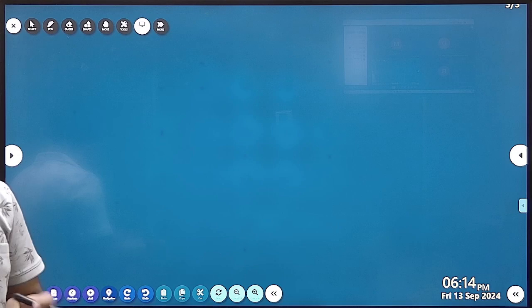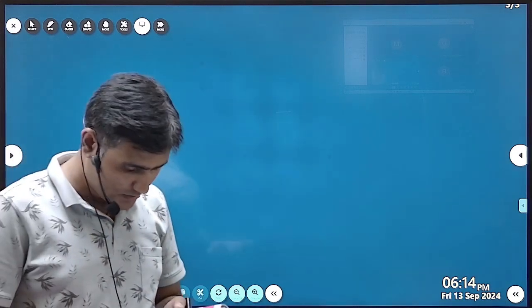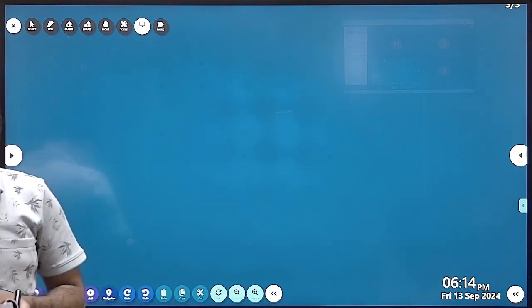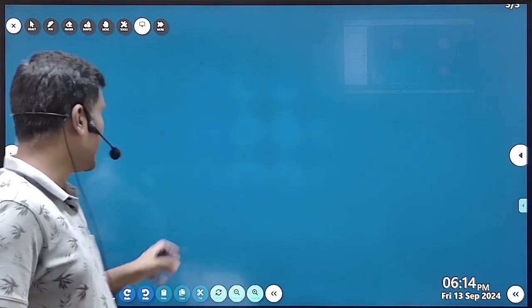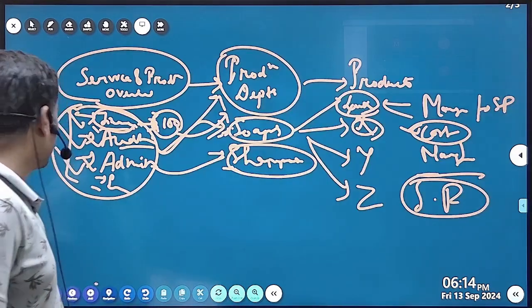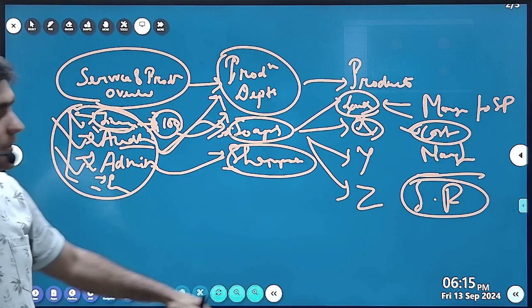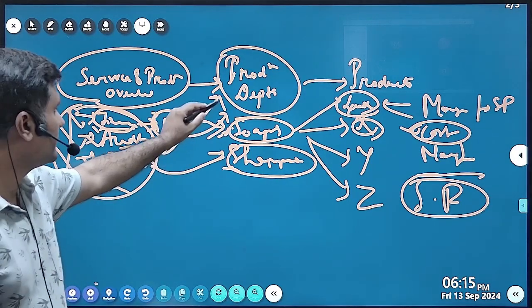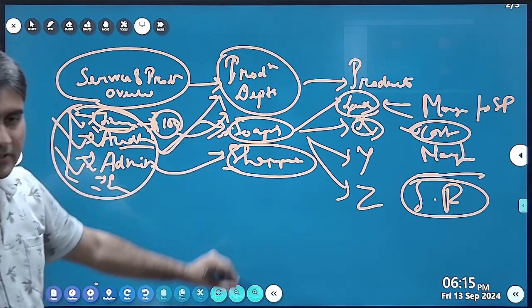So this is what the diagram says. This was the traditional method. This is possible only when we have few products.